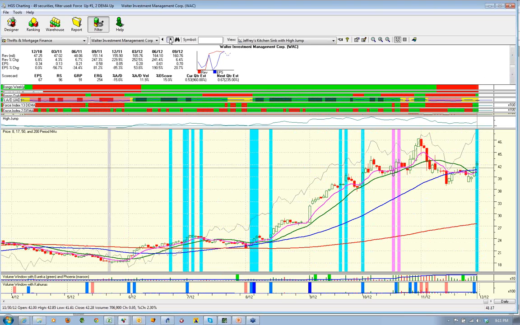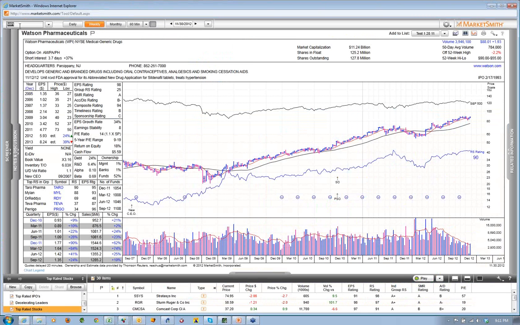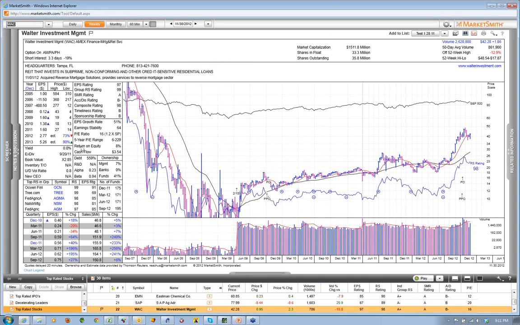Walters, similar pattern, been around a little bit longer. Let's go into MarketSmith and take a look at what they show for earnings growth, because I can't remember. This was the point I was going to make. Massive earnings per share growth anticipated.